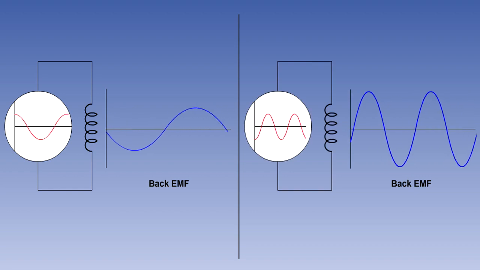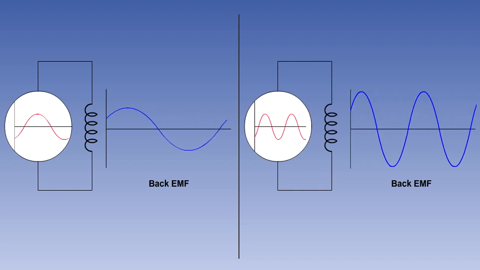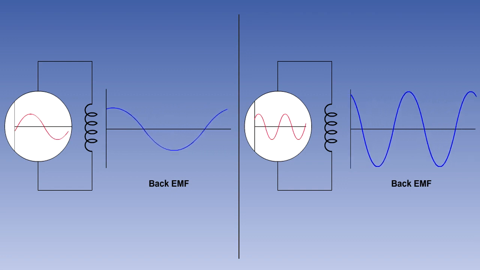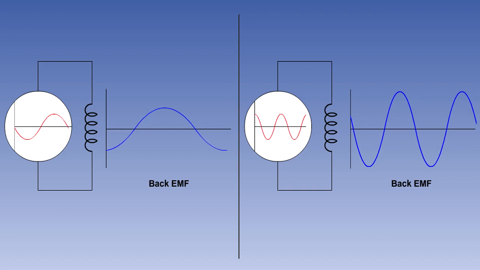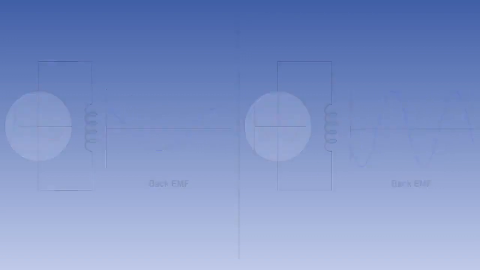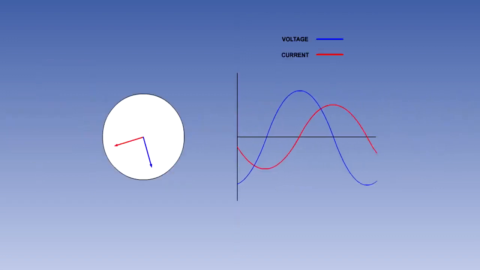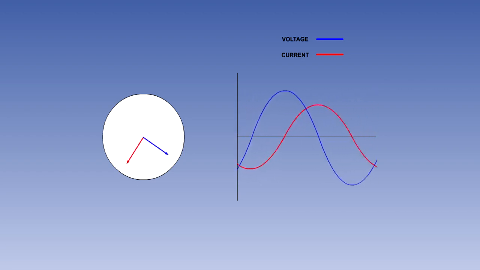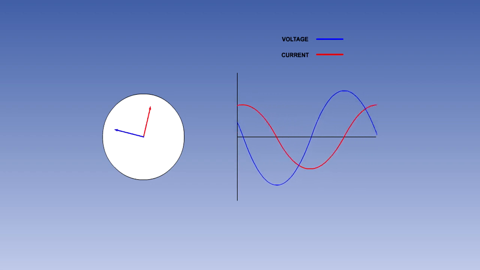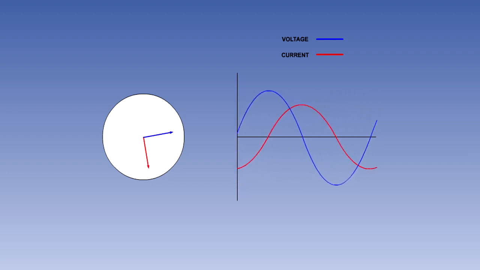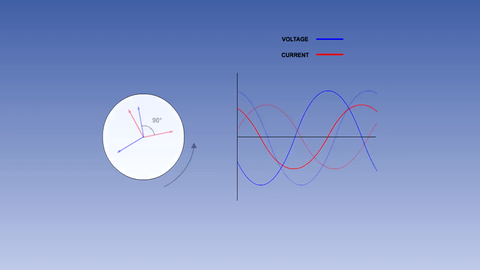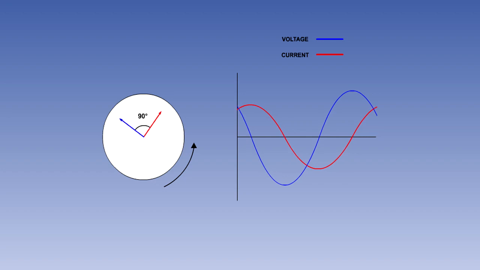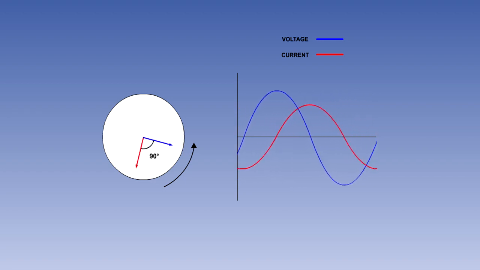If the frequency of the supply is increased, the rate of change of current will increase, causing an increase in the rate of change of the magnetic field, and again an increase in the back EMF. The effect of inductance in an AC circuit is to cause the voltage and current to be out of phase. Because the back EMF opposes the current flow, the current lags the voltage. In a circuit having only inductance, the current lags the voltage by 90 degrees of phase.